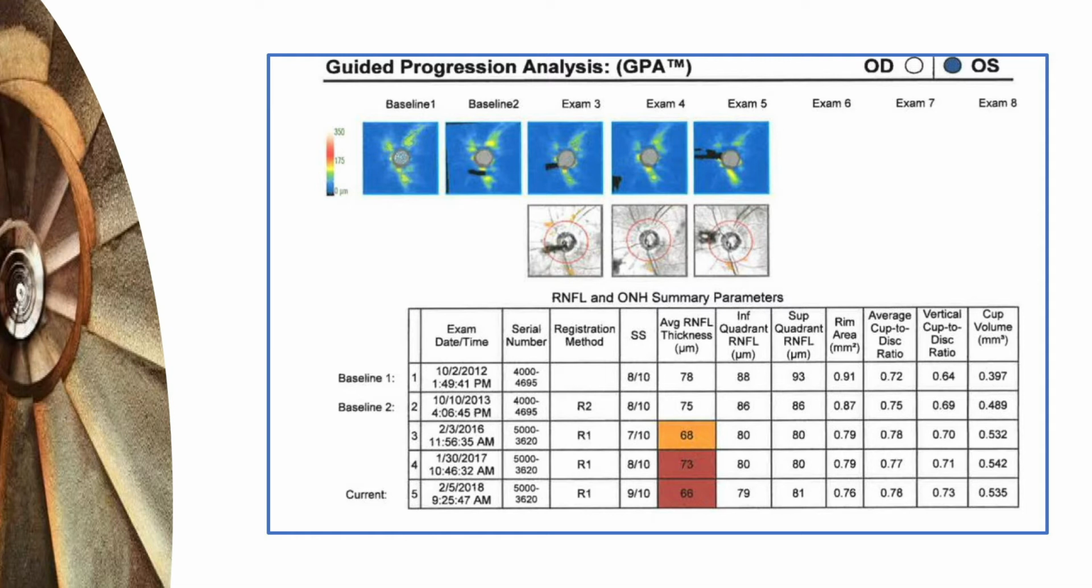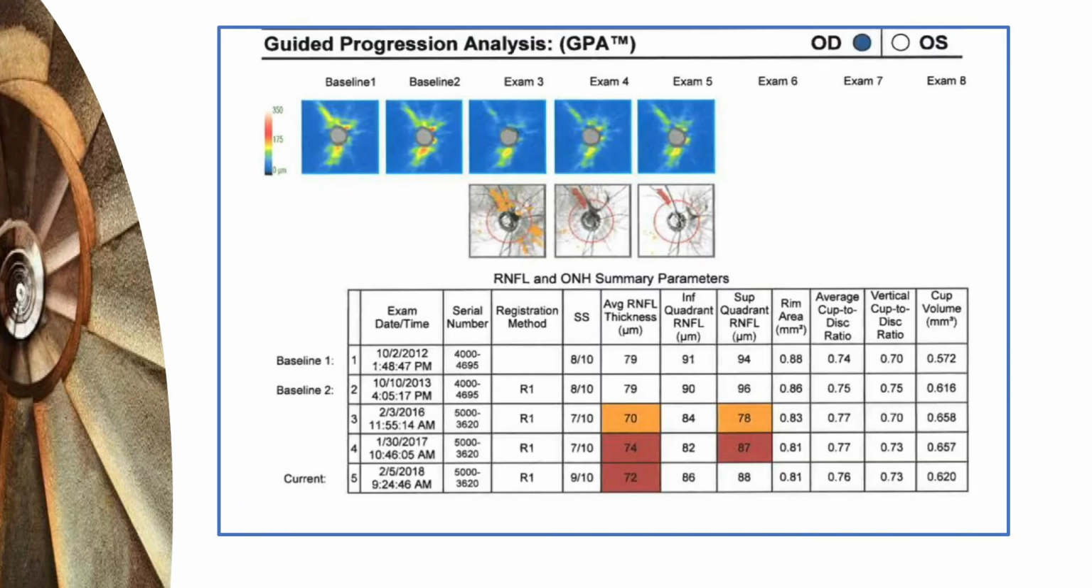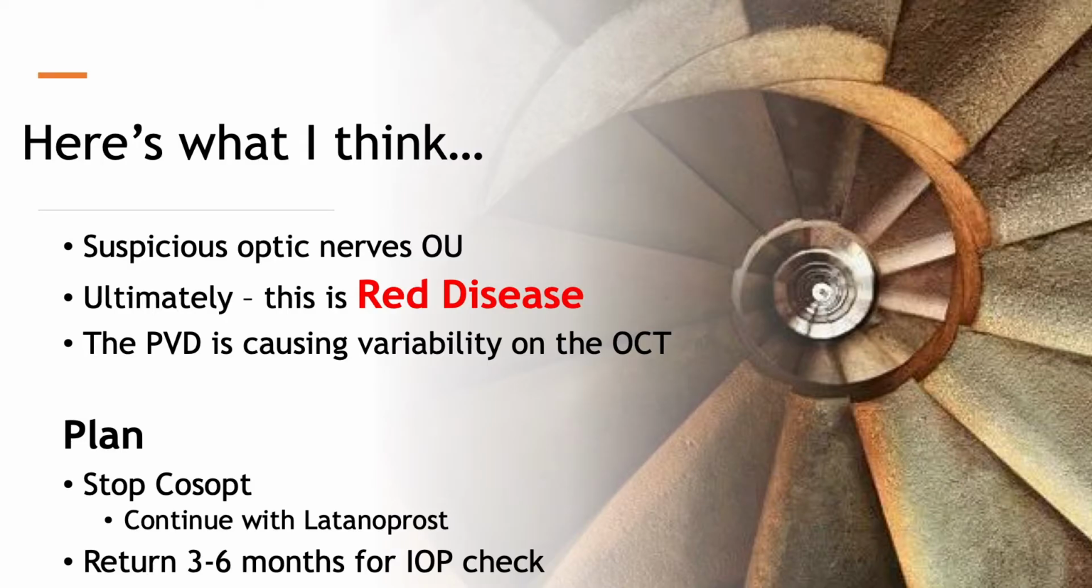And again, I think it's not completely invalidating the OCT, but really accounting for the variability that you see on the scan. Again, the right eye looks pretty normal. There's really not a lot of change, especially when you're looking at the inferior quadrant, superior quadrant. I think it's certainly within a tight range that you would want. There's no question he has suspicious optic nerves, but when you look at everything together, I think this is ultimately ocular hypertension without glaucoma. I think the PVD is causing the variability on the OCT scan. And again, this started with a glaucoma specialist. It was inherited by my optometric colleagues.